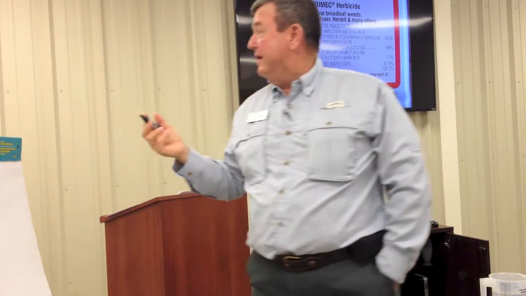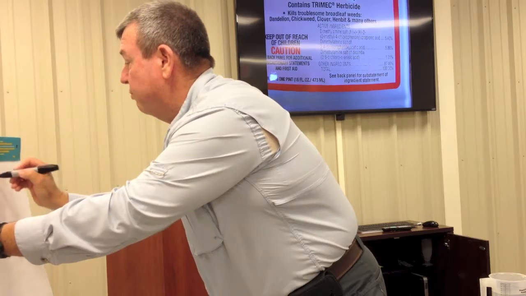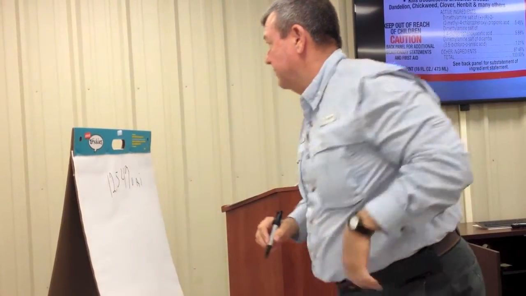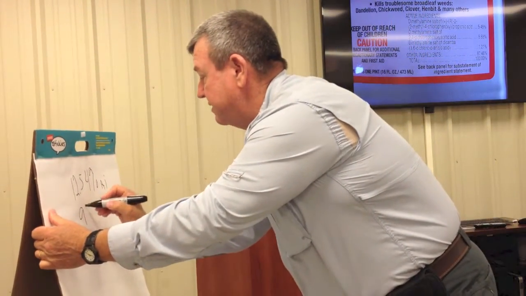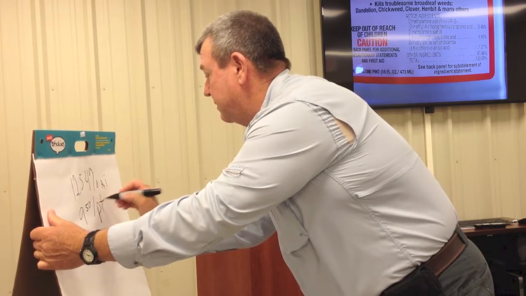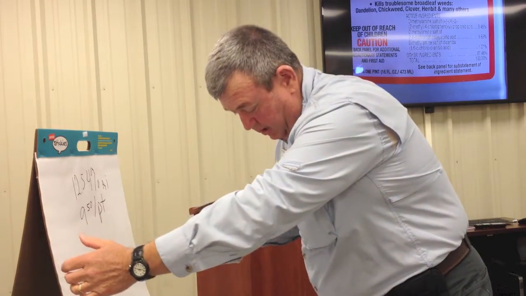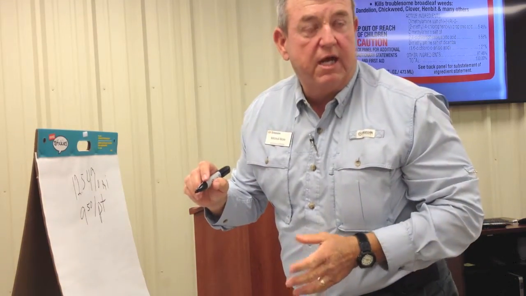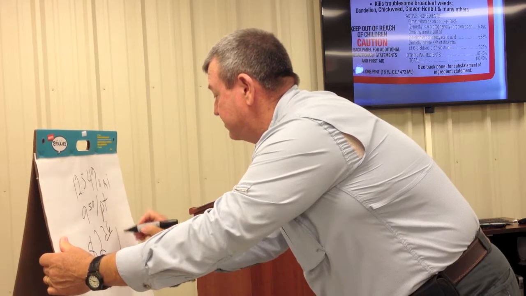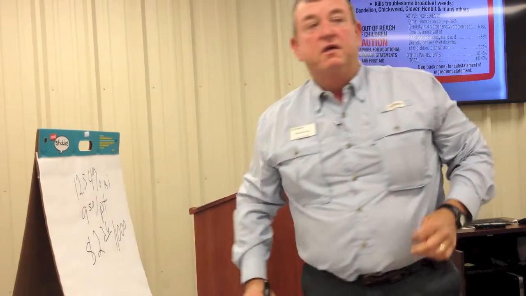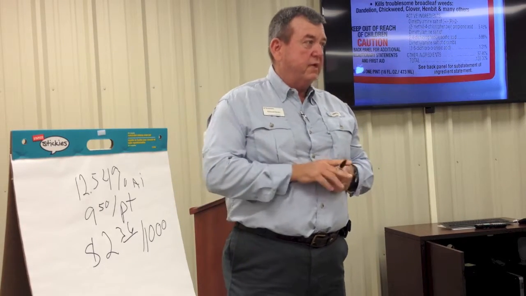So this stuff costs $9.50 per pint, and remember, it was 12.5% AI, actually 12.4% AI. AI just stands for active ingredient. So it's 80-some-odd percent something else. The use rate is 4 ounces per 1,000 square feet. So the cost to use this, and you're going to put out the same amount of herbicide, is $2.36 per 1,000 compared to 56 cents per thousand. So you're putting out the same material, but you're paying a lot more for it.